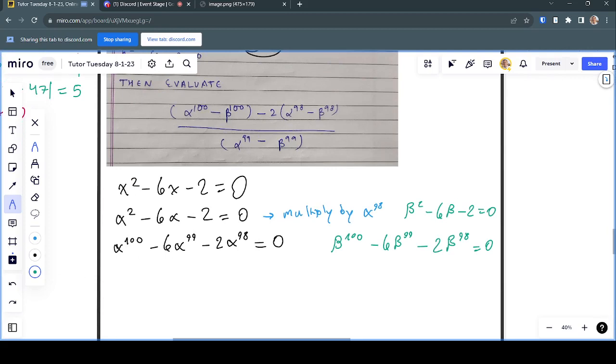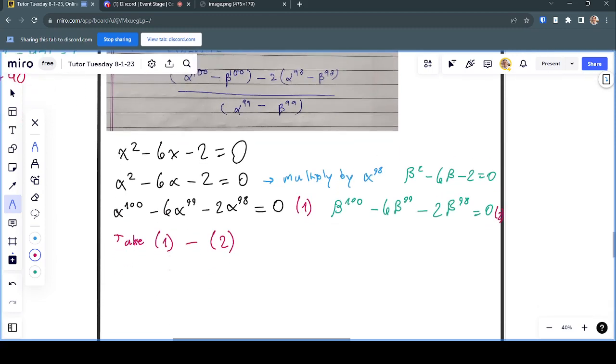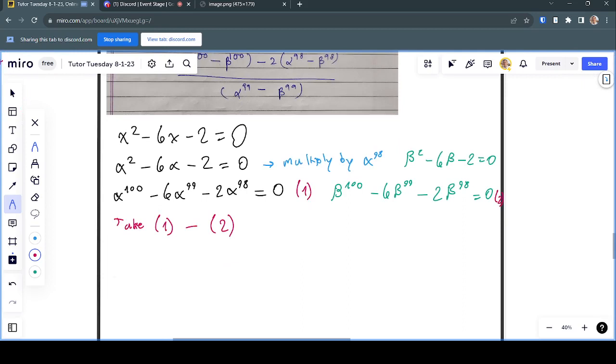Then what I can do is, if I have this as my equation 1 and I have this as my equation 2, I can take equation 1 minus equation 2. So I could do something like alpha to the 100th power minus, actually let me just write this whole thing, 2 alpha to the 98th. I'm going to subtract this whole second equation, which I'll just rewrite right here.